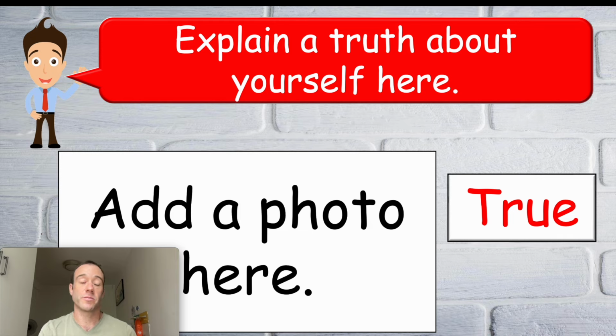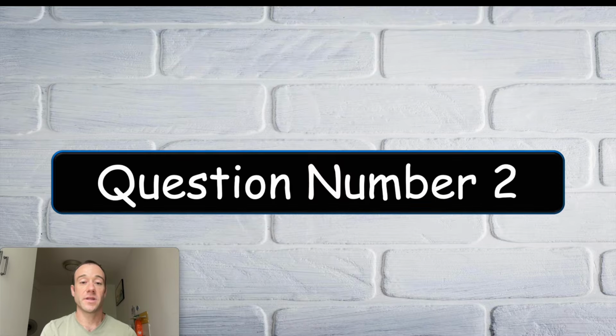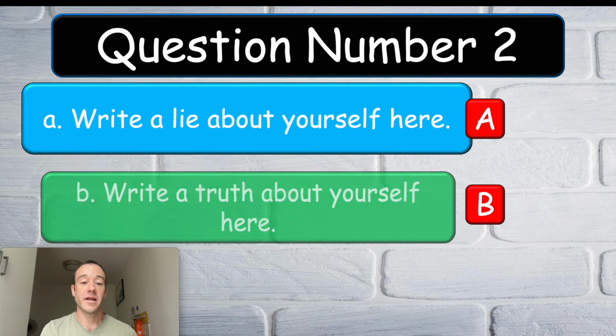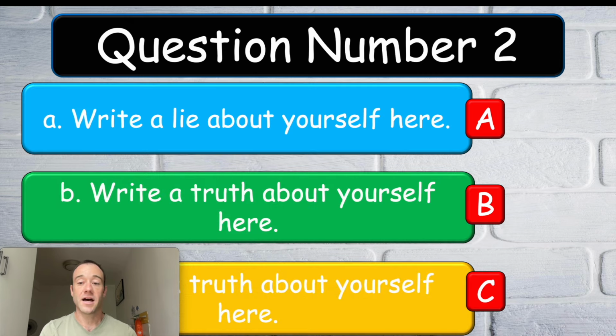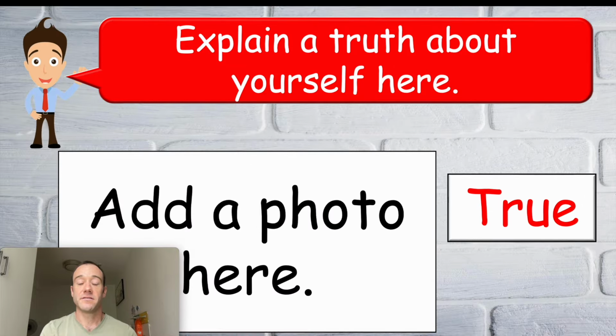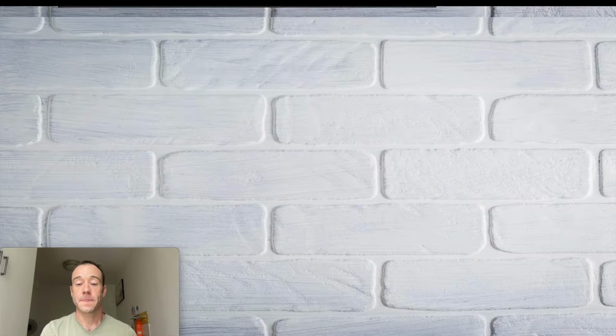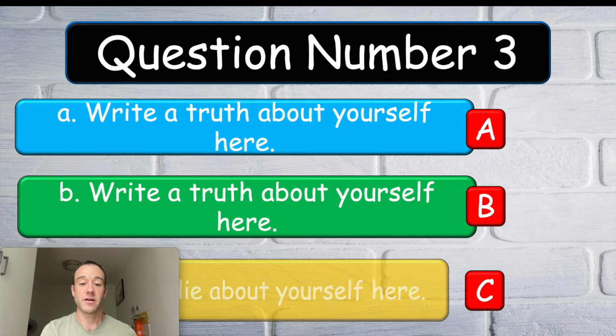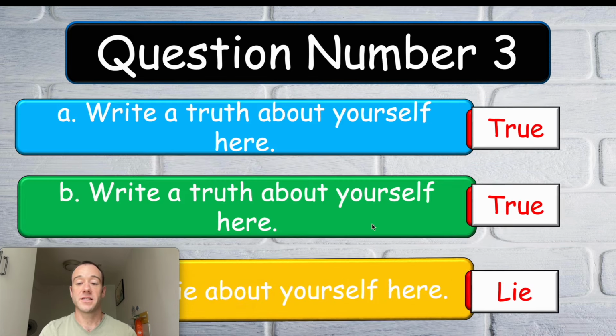Okay, you might want to explain more stuff about yourself. You can do that here. And then you can do question number 2 again. So got a lie. Okay, same thing here. And then explain the truths. And then same thing here. Okay, and you mix it up here. In this case, C is a lie.